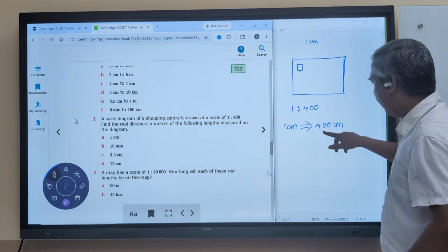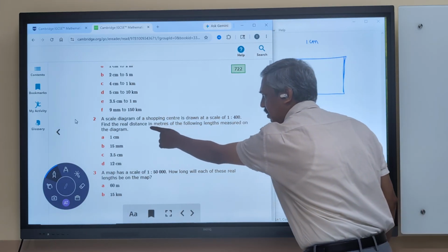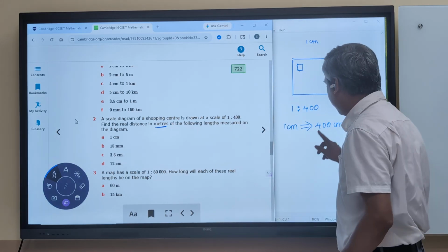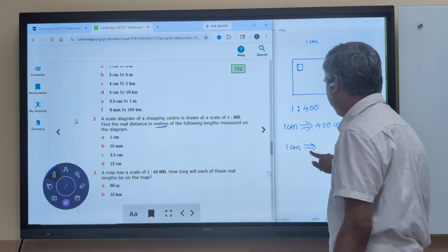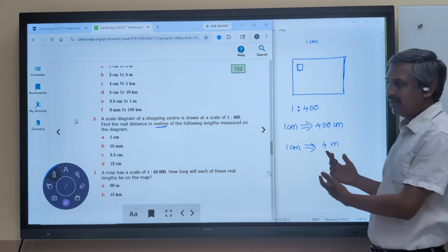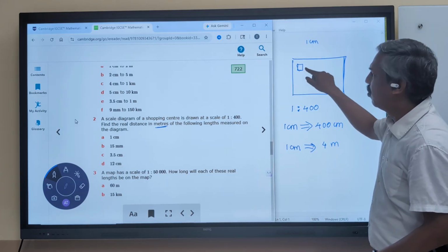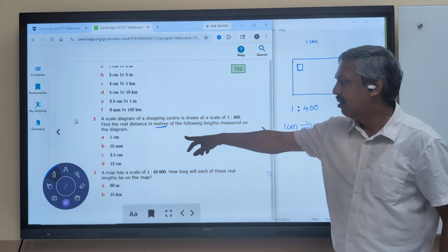Now you divide by 100 to get it into meter, because we are asked to measure the following length in meters. So 1 centimeter is equivalent to 4 meter, and that's it. So this is 4 meter by 4 meter in which the security guard will be sitting. That is what the first question is.